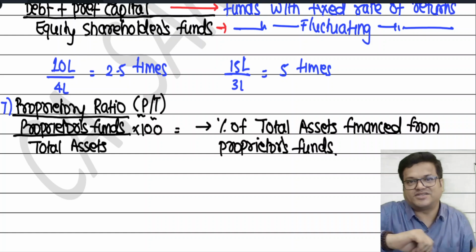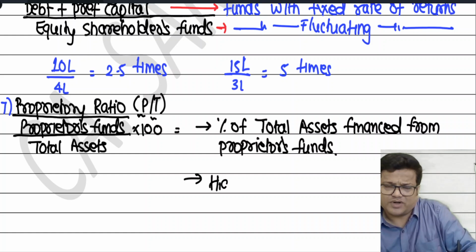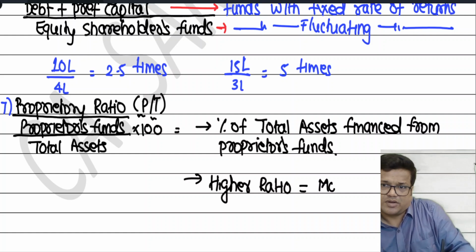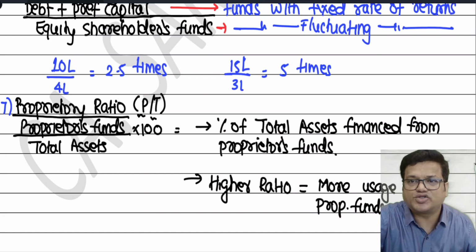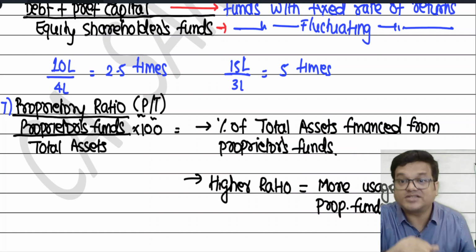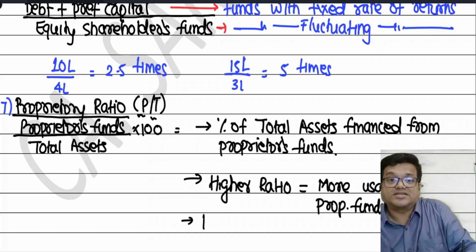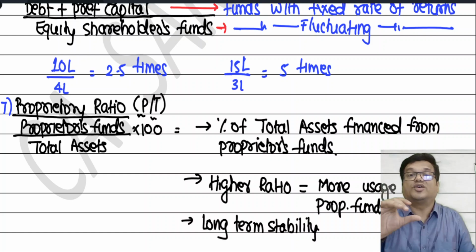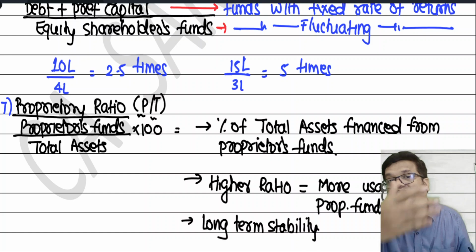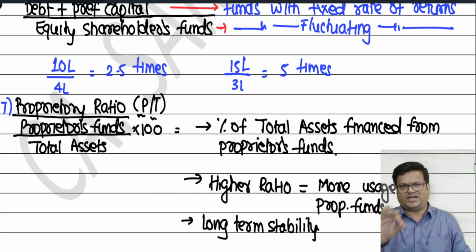Okay, now see what happens: the higher the ratio, what will happen, guys? It means more usage of proprietors' funds to finance your business, isn't it? Higher ratio means more usage of proprietors' funds to finance the business. What it indicates is long term stability and solvency, because if you are borrowing less, you have to make repayment of lesser debts. You can be more stable. I'll tell you a very simple example.